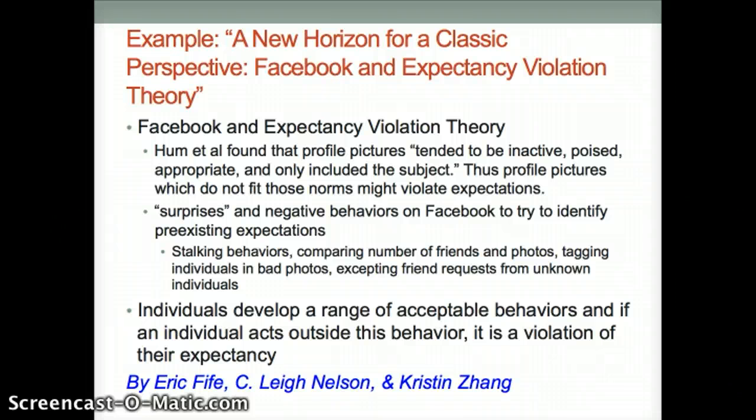This research study further went on to find that stalking behaviors, the comparison of how many friends and photos an individual has, tagging others in inappropriate photos, and accepting friend requests from unknown individuals are considered to be negative behaviors on Facebook.